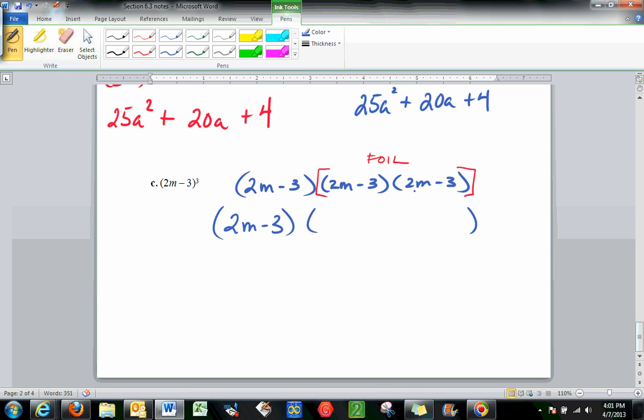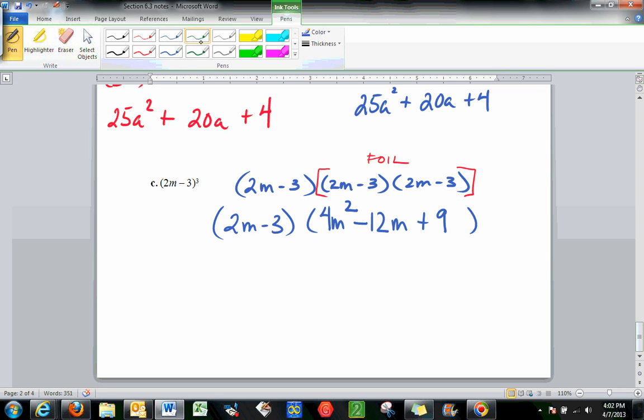So 2m times 2m is going to give me 4m squared. 2m times negative 3 is going to give me negative 6m, and then of course negative 3 times 2m is going to give me negative 6m, so that's going to give me a result of negative 12m in the middle. And then negative 3 times negative 3 is going to give me a positive 9. Now, this is going to make life a little bit easier for us, because now I just have to distribute a binomial over a trinomial.